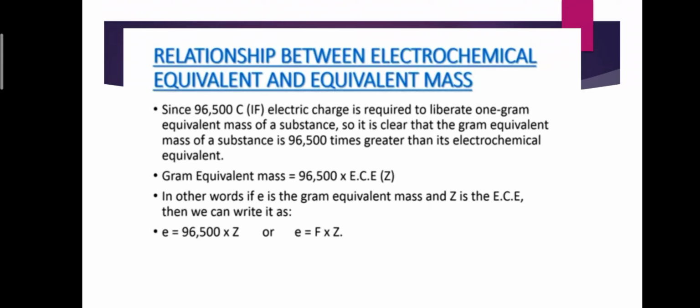Gram equivalent mass is equal to 96,500 multiplied by electrochemical equivalent, that is Z. In other words, if E is the gram equivalent mass and Z is the electrochemical equivalent, then we can write it as E is equal to 96,500 multiplied by Z, or E equal to F multiplied by Z.